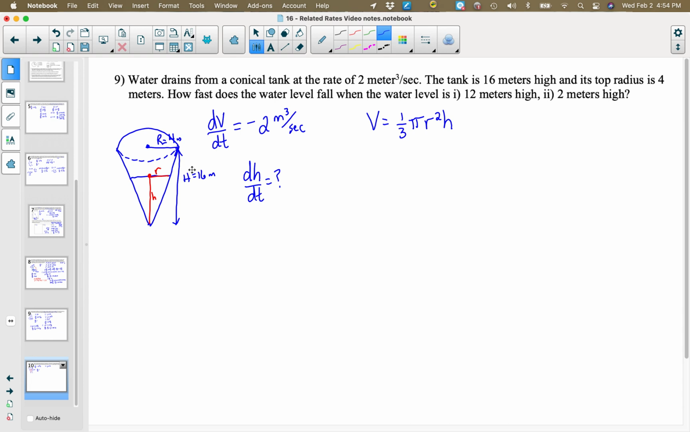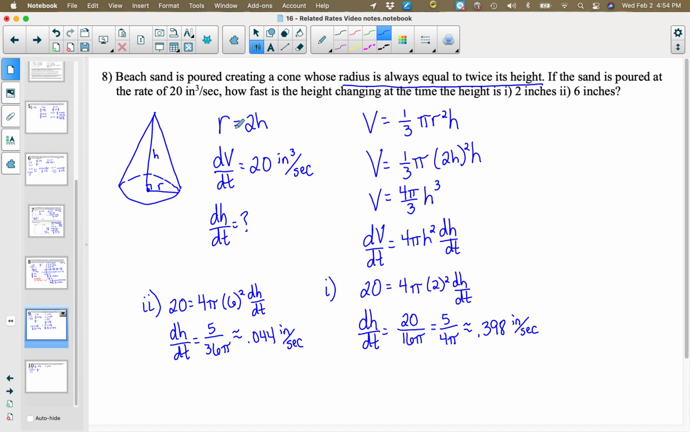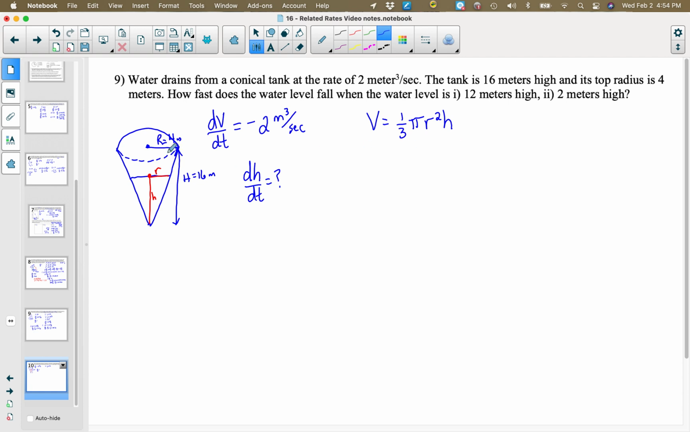And what I'm going to use, on the last problem, it was kind of simple because they told us flat out that R is always equal to twice the height. Well, they don't give us any information like that. But we do know that we've got similar right triangles. And so I can say that this capital R, which is 4, actually I'll start with this little r. r is to 4 as H is to 16. Okay, so I'm just using similar right triangles, and I'm creating a proportion. So this radius of the water, r, is to 4, which is the radius of the tank, as H, the height of the water, is to the height of the tank. So that's my proportion.